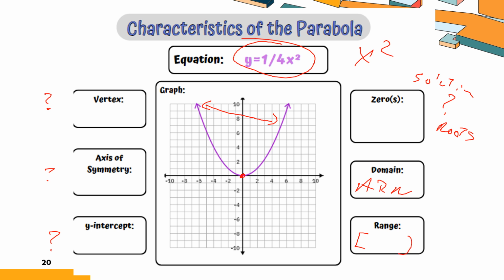So welcome back. Our vertex here is just 0, 0. We use our x value to write x equals 0 for our line of symmetry. Your y-intercept, even though we've got a flat graph, it crosses at 0. And our solutions, our roots, is just 0. I'm going to put it in brackets. Domain's all real numbers. The smallest number we can get is 0, but there's no maximum. So we're going to write 0 to infinity.